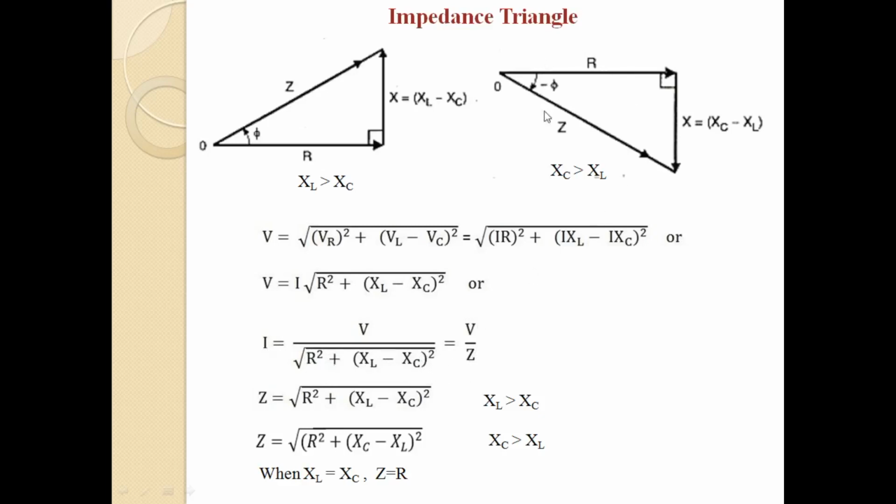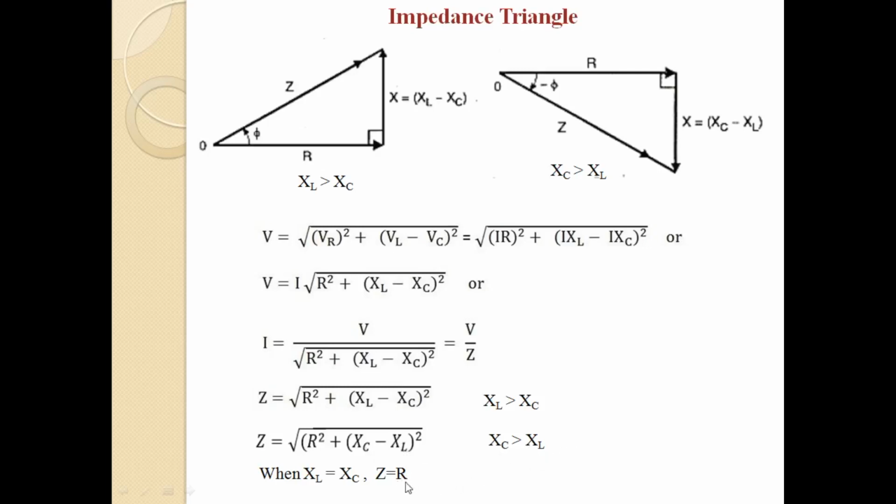And if you consider this impedance triangle, here you can see this is the resistor, and this is the resultant reactance, which is given by XC minus XL. In this case, XC is greater than XL, that is why it is drawn in this direction. From here also you get the same relation: Z is equal to the square root of R square plus XC minus XL whole square. This is the equation for the impedance when XL is greater than XC, and this is the equation for impedance when XC is greater than XL.